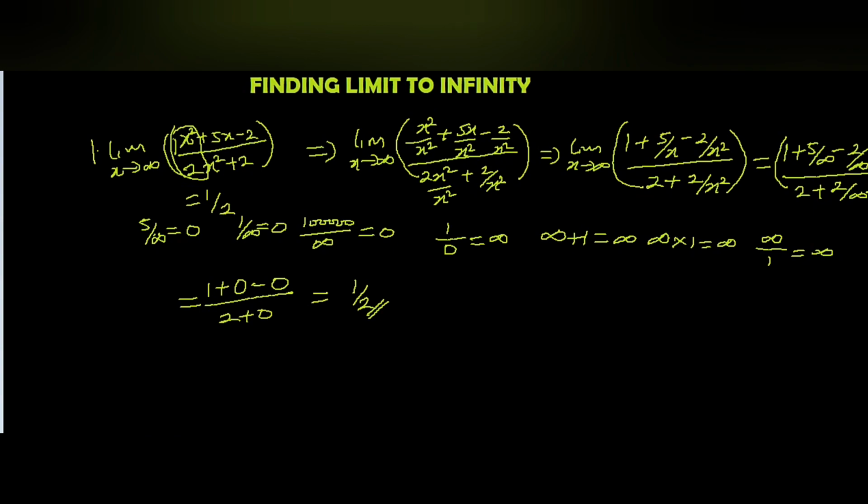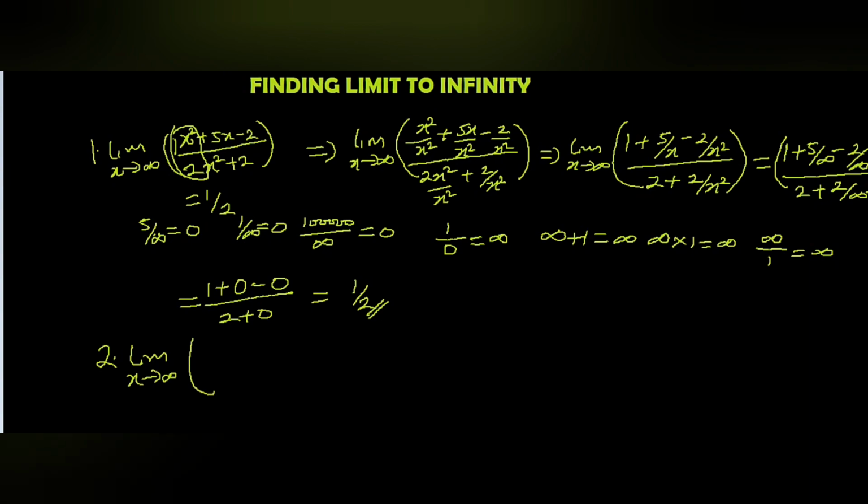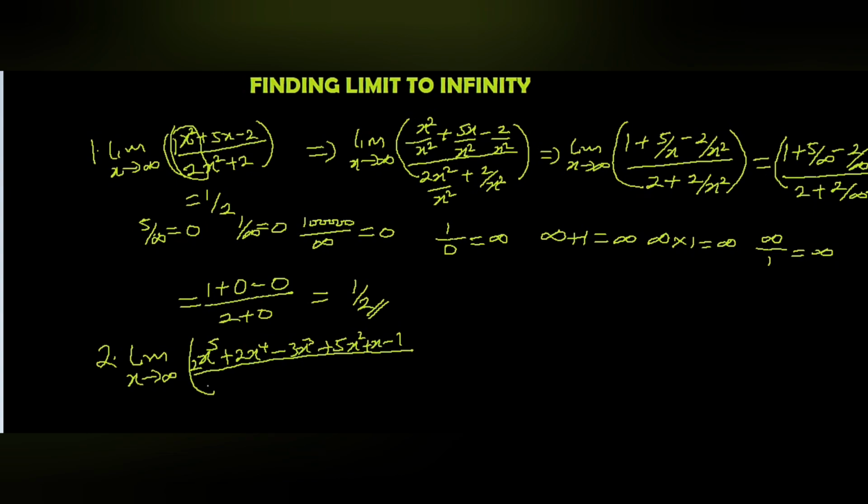So let's look at, I'm not going to solve like this again for this question. Let's look at this. When you have to find limit as x tends to infinity of this, let's say you have to find of x raised to the power of 5 plus 2x, let me put 2 here, plus 2 raised to the power of 4 minus 3x raised to the power of 3, then plus 5x raised to the power of 2 plus x minus 1, all divided by 3x raised to the power of 5 minus 2x plus 1.